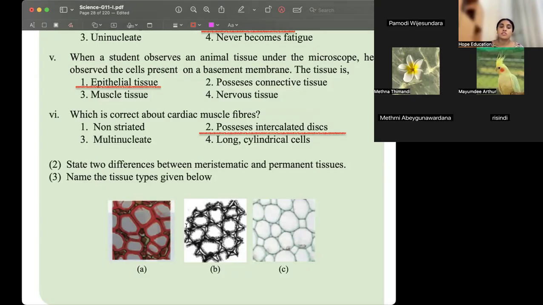Okay, yes, correct, Ashwita. Meristematic tissues have cells that actively divide by mitosis. Permanent tissues don't have cells that divide, right? That is one of the main differences.